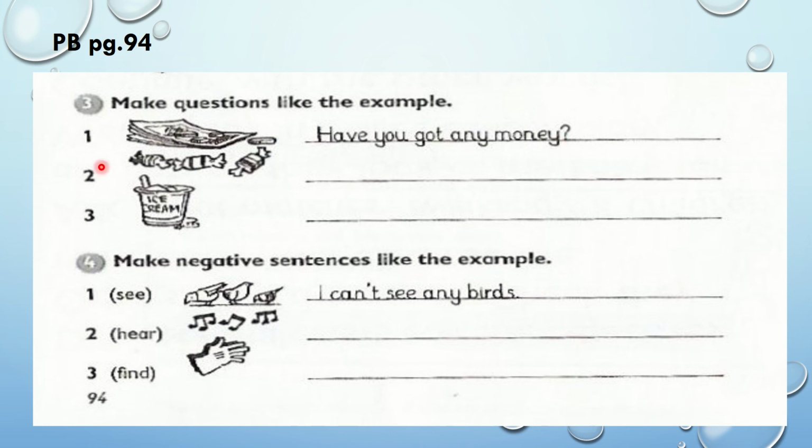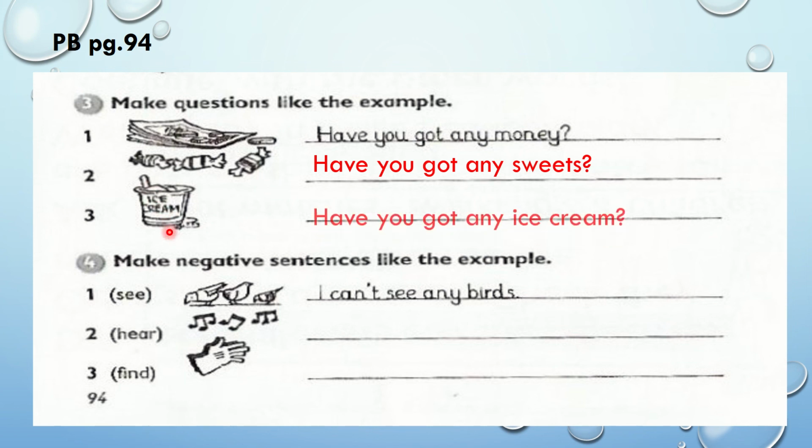Let's have a look at sentence number 2. Here we see some sweets. So let's have a look at our question. Have you got any sweets? The person can then reply, yes, I have some sweets, or no, I don't. So, the last one, here we see it's some ice cream. So our question will then be, have you got any ice cream?